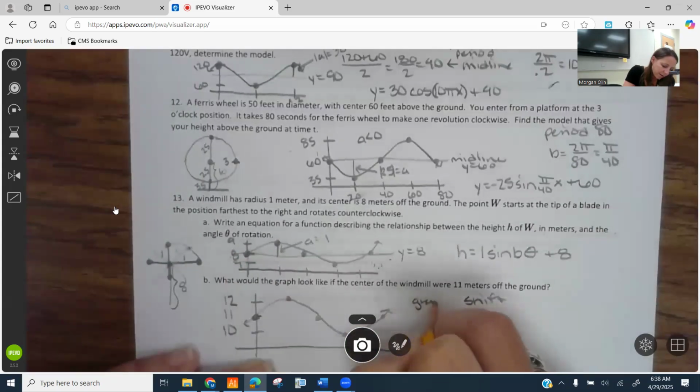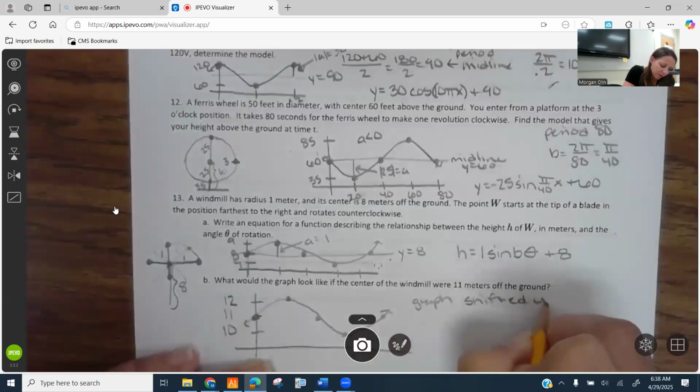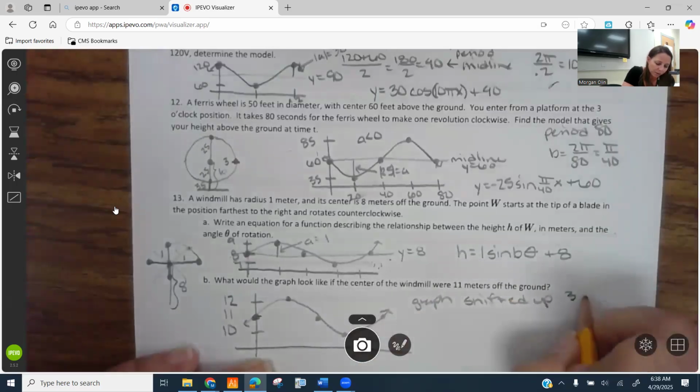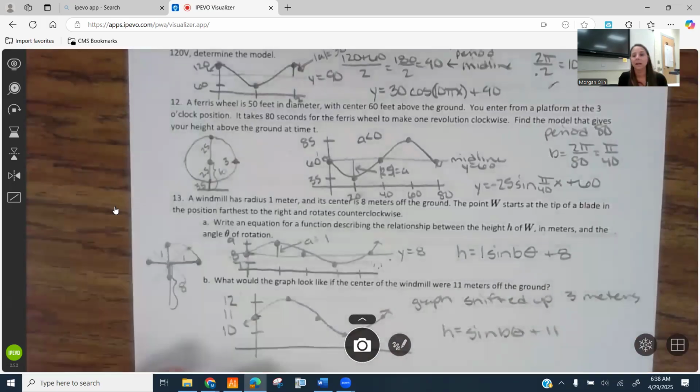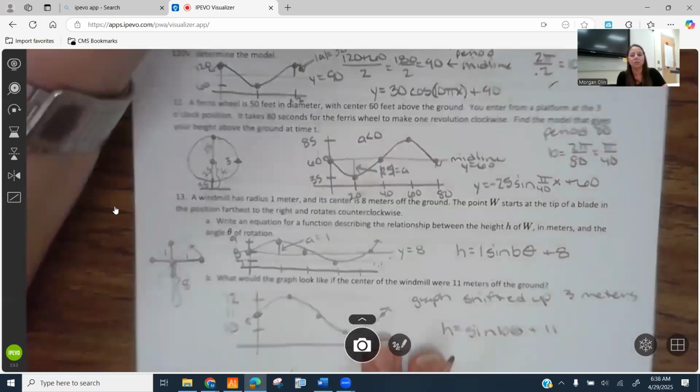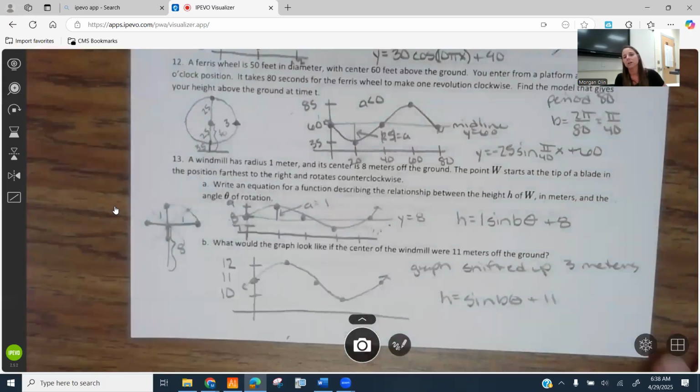So the graph is shifted up 3. Okay, 3 meters. And our equation would be h equals sine b theta plus 11. And again, we don't know how long it actually takes to do that rotation. So we're just going to leave the B right there.